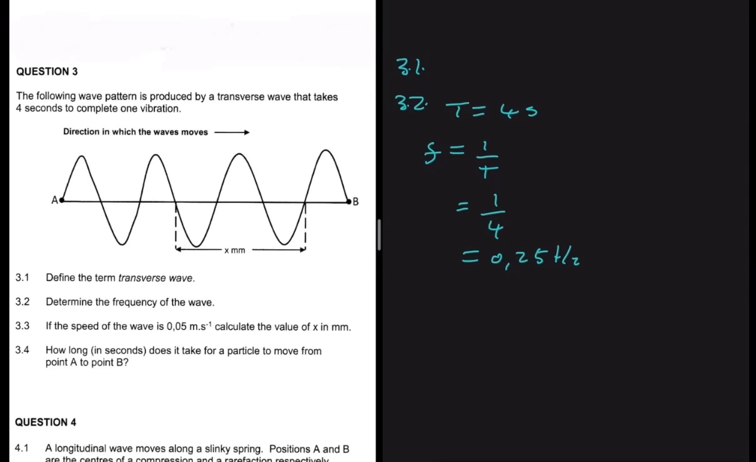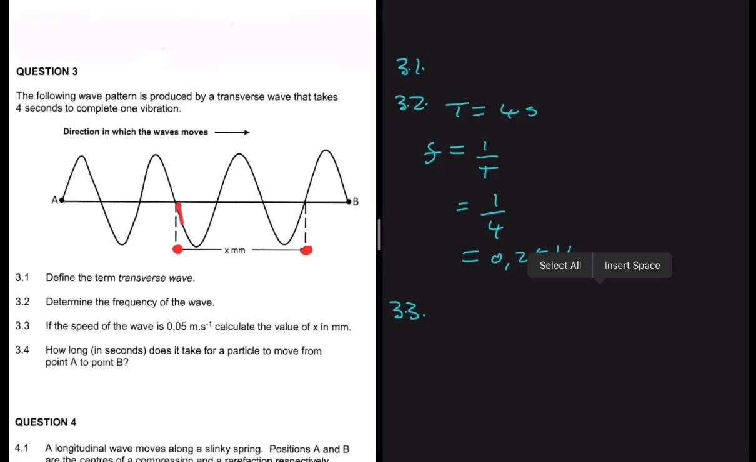And now off to the next question, 3.3. It is saying that if the speed of the wave is 0.05 meters per second, let's calculate the value of x in millimeters. So let's go and look at x. x runs from this point to this point. So let's look at x in terms of wavelength.